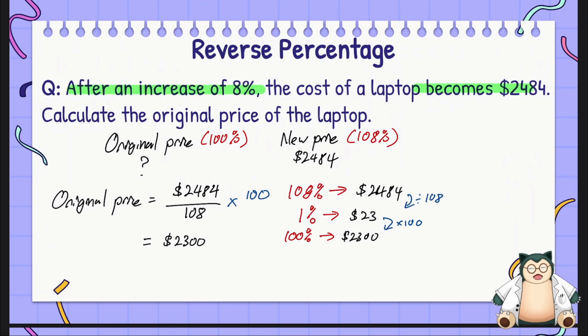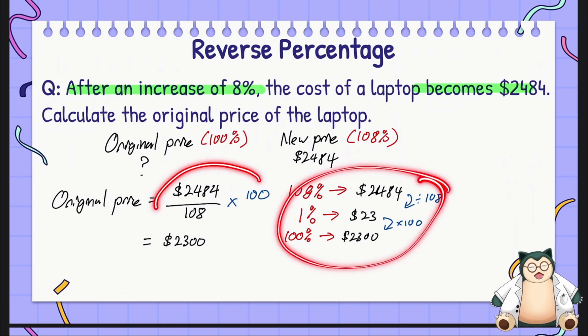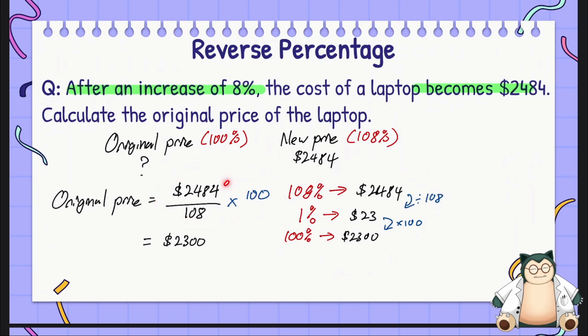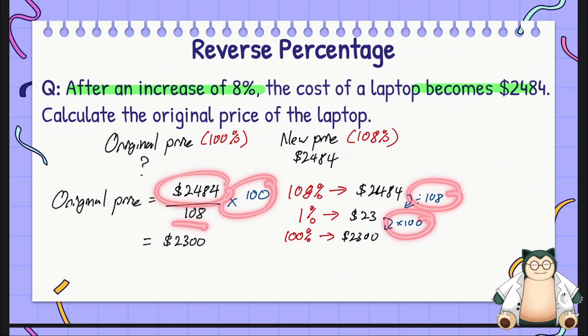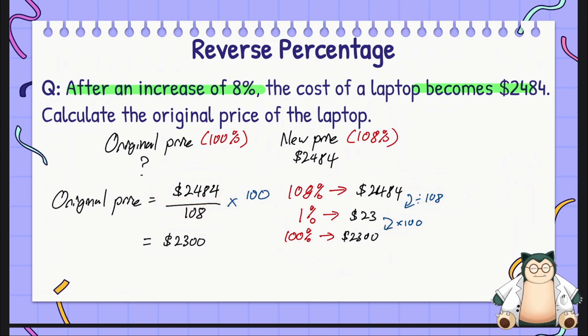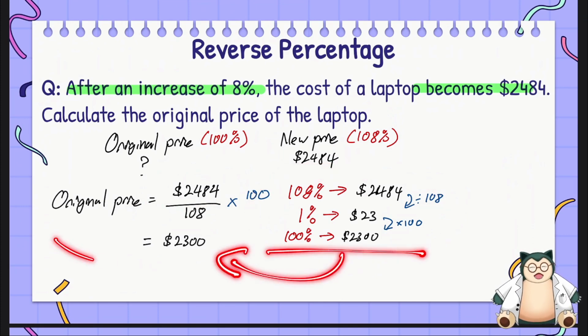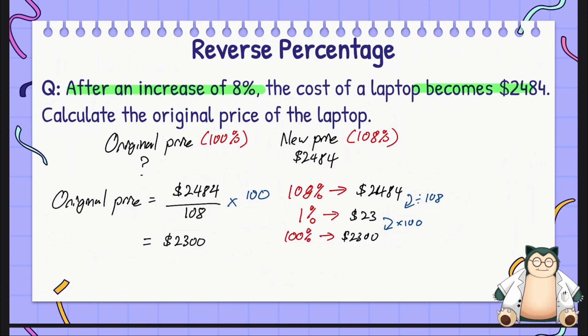$2,300. So do you notice what I did on the right is actually the same as what I did on the left? I take my initial value, I divide by 108 and then I multiply by 100. But this is done in one step, and this is done in 3 steps. So I hope that everyone will slowly move from the right side to the left side in terms of your working so that it's more efficient.